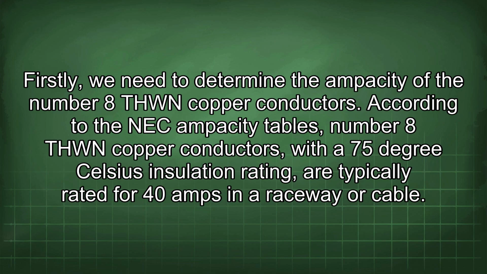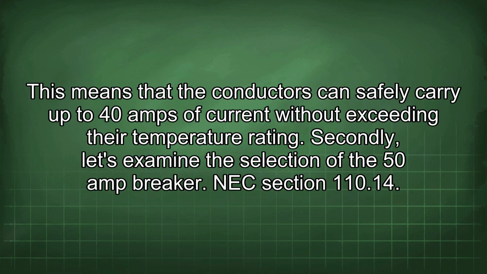Firstly, we need to determine the ampacity of the number 8 THWN copper conductors. According to the NEC ampacity tables, number 8 THWN copper conductors with a 75 degrees Celsius insulation rating are typically rated for 40 amps in a raceway or cable. This means that the conductors can safely carry up to 40 amps of current without exceeding their temperature rating.